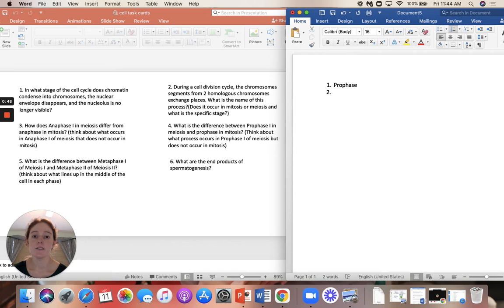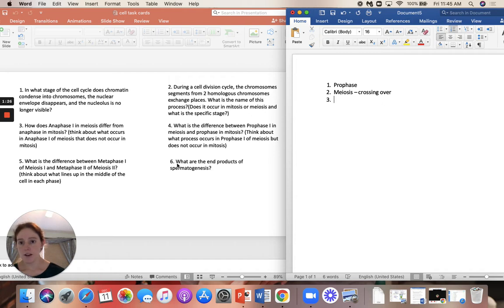Number 2, during a cell division cycle, the chromosome segments from two homologous chromosomes exchange places. What is the name of this process, and does it occur in mitosis or meiosis, and what is the specific stage? So this process is going to occur in meiosis. So it's whenever your gametes are doing the exchanging. And it's called crossing over. I believe specifically it happens in anaphase.